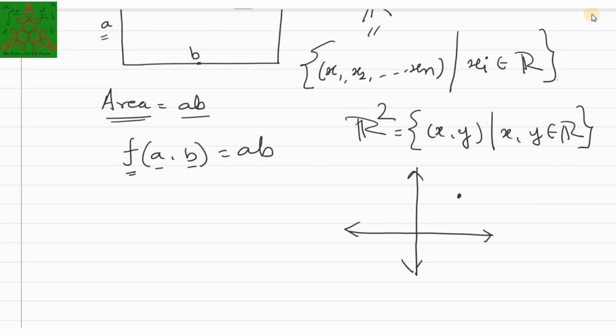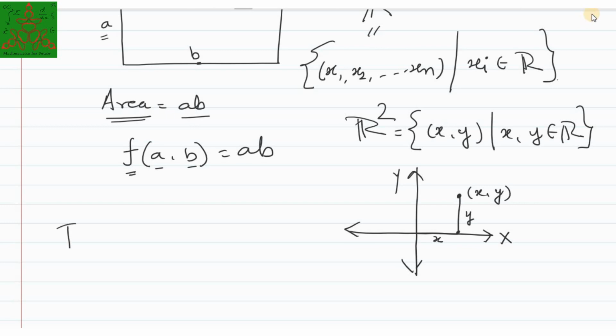So if you have any given point (x, y) here, then you know that this distance is y, which is the perpendicular on the x-axis, and this distance from the origin to this point is x. So this is something you know.